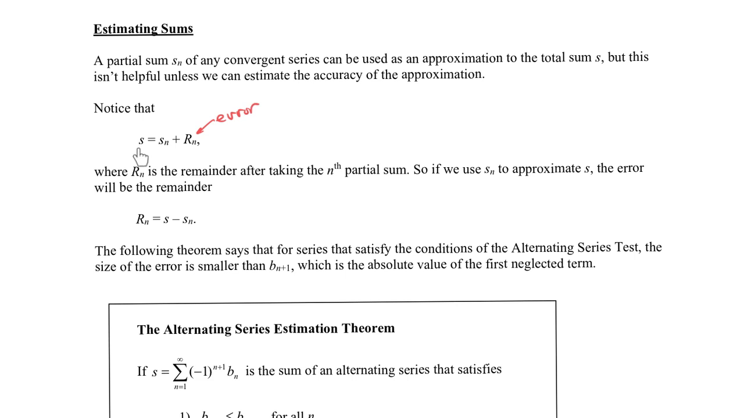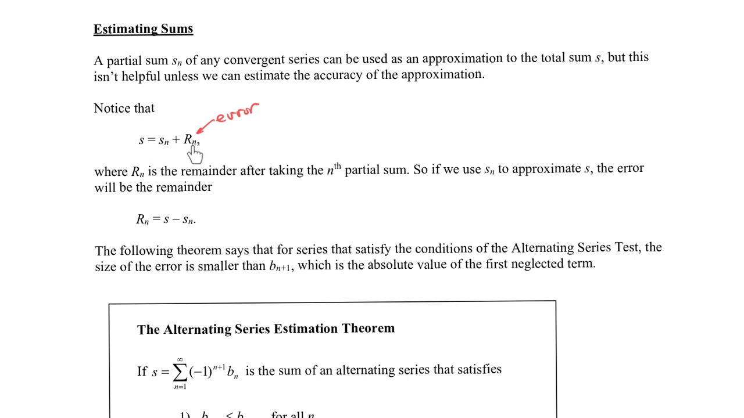So we've got the actual sum. If we were to add all the infinite terms together, we would get this. But if we have a finite number of terms, say the sum of the first 15 terms, plus the remainder after adding the first 15 terms. So the remainder is like the little error. It's the gap between these two. R sub n is the remainder after taking the nth partial sum. So if we use S sub n to approximate S, the actual sum, the error will be the remainder.